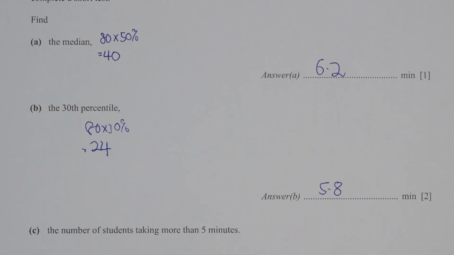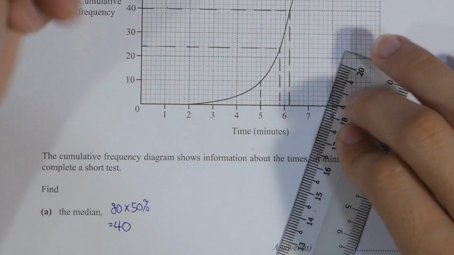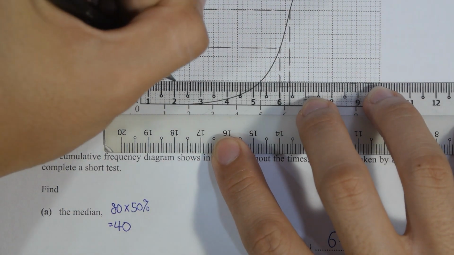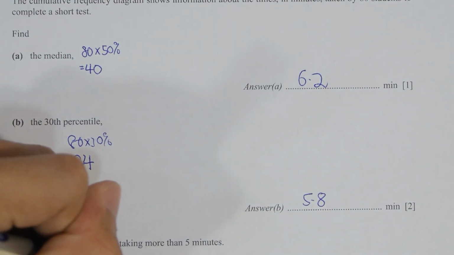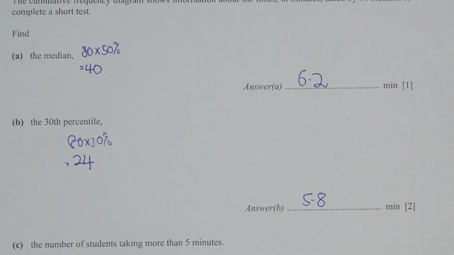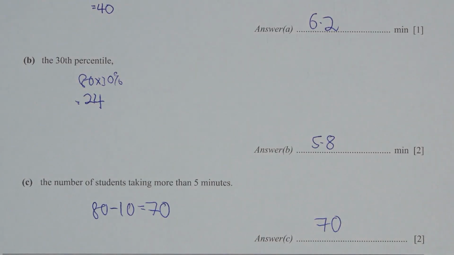Whereby for part C, students who take more than 5 minutes, so from 5 we draw it up, then you get the cumulative frequency as 10. So this 10 is actually not the final answer because you're required to take the total minus 10, then you will get 70.